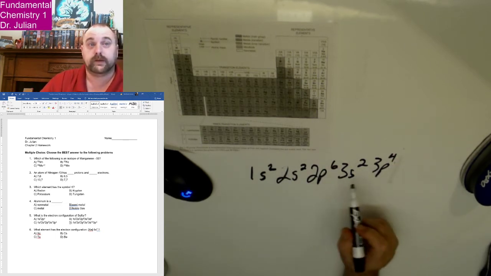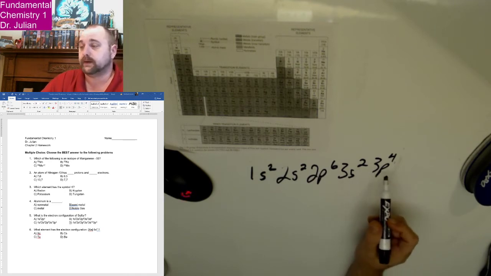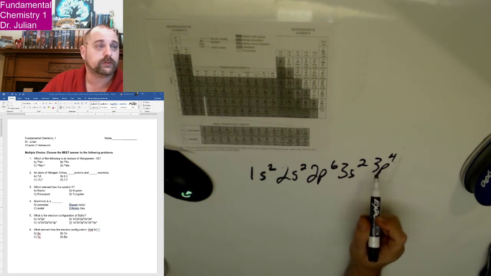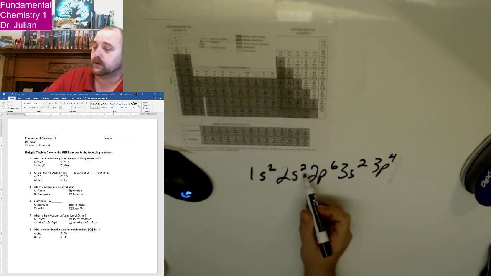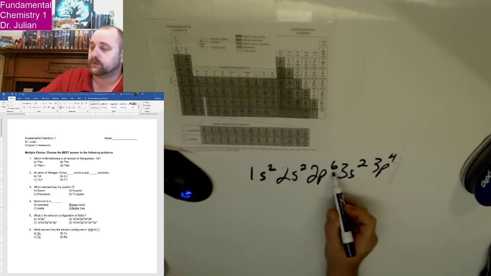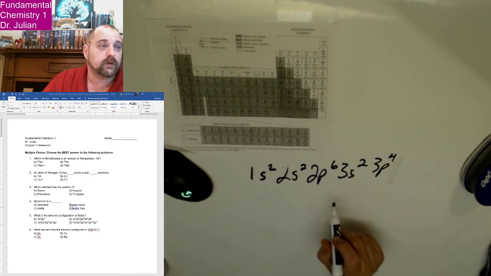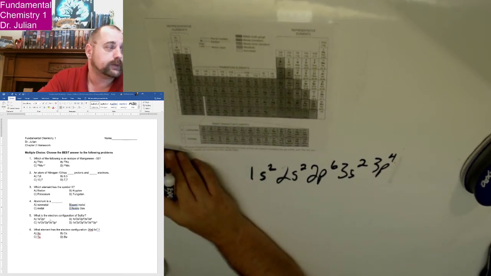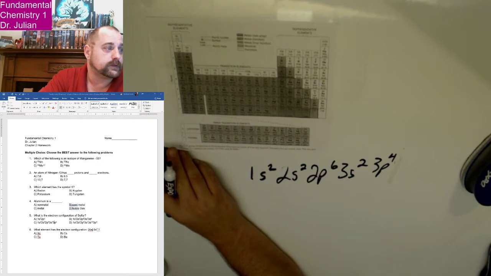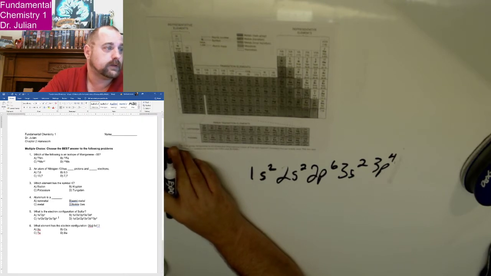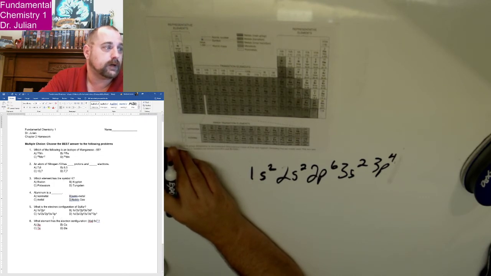Real quick sanity check. It should add up to 16. This is sulfur with no charge. So 2 plus 2 is 4, 10, 12, 16. So I'm going to come over here and carefully look through these options. And the option here, 1s2, 2s2, 2p6, 3s2, 3p4. So C looks fine. We don't have any D's, and so those two are wrong.